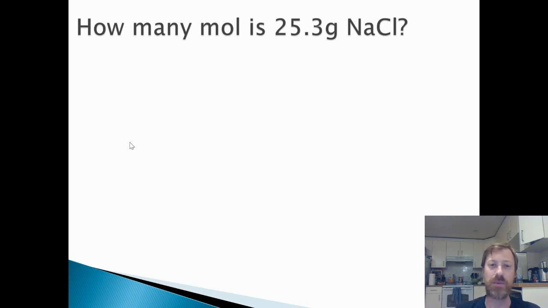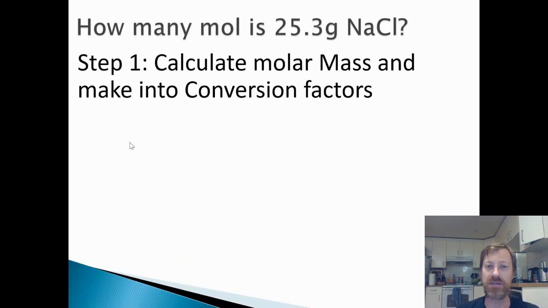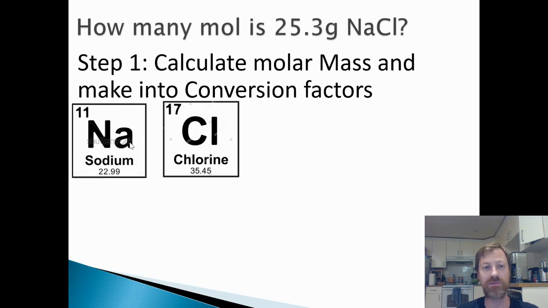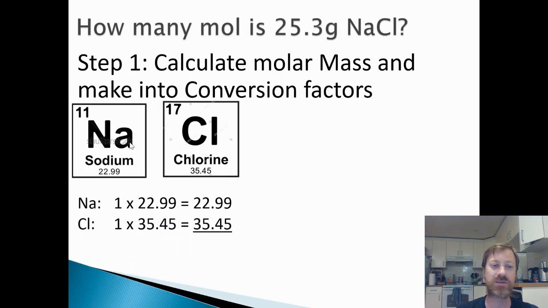Okay, so step one is, of course, calculate the molar mass and make it into conversion factors. This one here, we can't look directly at the periodic table. We're going to have to do a little bit of math because we have sodium and we have chlorine. Sodium's molar mass is 22.99, and we've got one of them in NaCl. Chlorine's molar mass is 35.45, and we've got one of them as well. So we just need to add these two together, and we'll get 58.44 grams per mole.